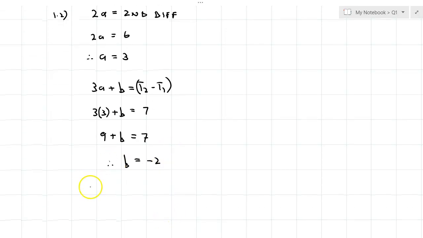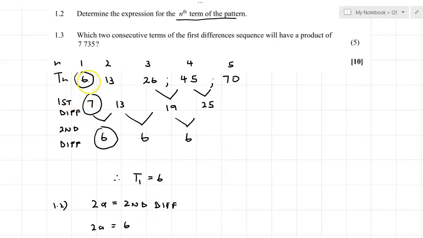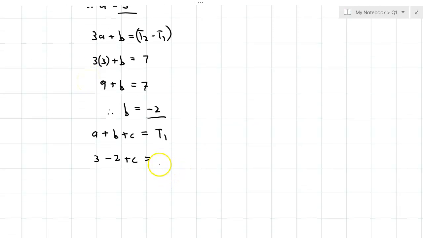And now we've got c. The formula to find c is a plus b plus c equals T1, which is the first term. So let's substitute. We've got 3 minus 2 plus c equals the first term, and the first term there is equal to 6. So 3 minus 2 is 1, and if you take 1 over, you're going to get 6 minus 1 is 5. So c equals 5.